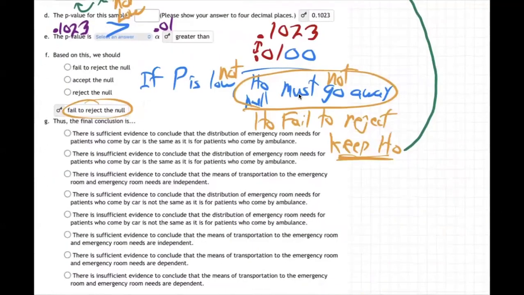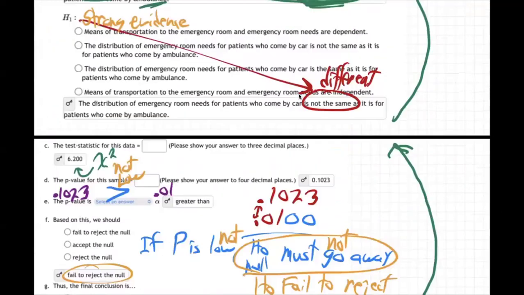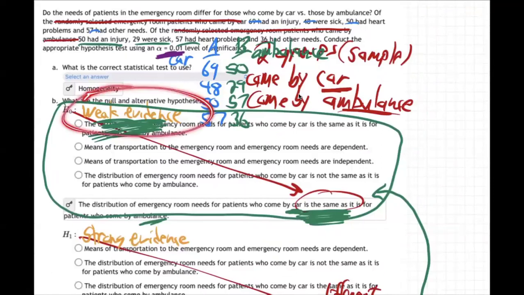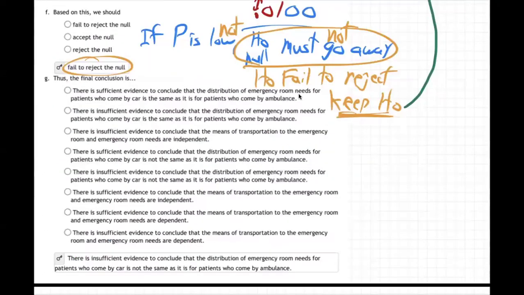How did we decide that? Well, because the p-value was greater. It was not low. If the p is not low, the H0 must not go away. Keep the H0. Keep it. And we go back to H0, and H0 says weak evidence, same. The two groups are the same. Car and ambulance needs are the same. Let's go find that option now.